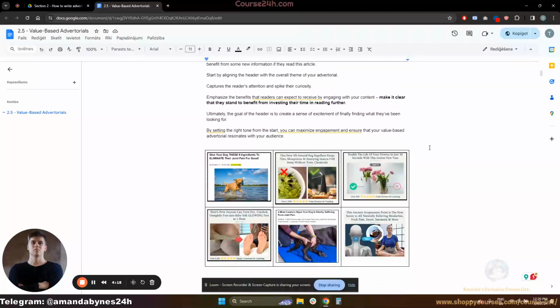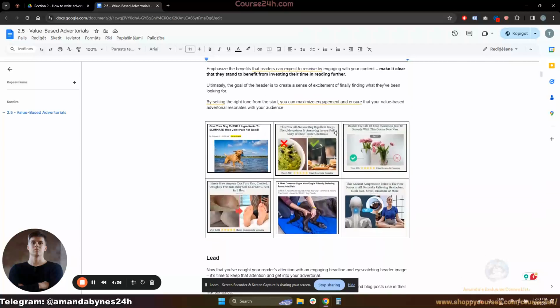And by setting the right tone for the start, you'll get a high quality audience that will most likely be interested in your product, and you'll maximize engagement and ensure that your value-based editorial resonates with your audience. So here are a few examples. Give your dogs these 8 ingredients to eliminate their joint pain, and in the end, you'll basically say, this company has created these chews that have all these 8 ingredients in one delicious bacon flavored chew.